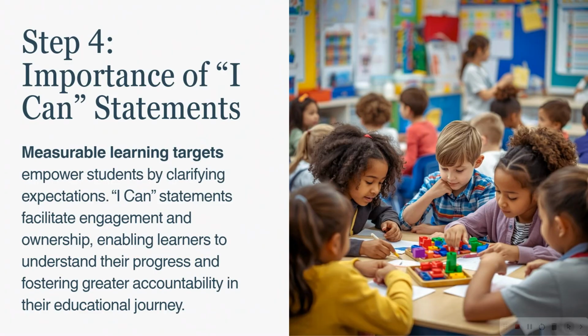The formula for an I can statement is to combine the manageable content chunks from step 3 with a simple, measurable verb. We must ensure that the statement is observable and measurable. If we cannot see or hear evidence of the I can, it needs to be revised.